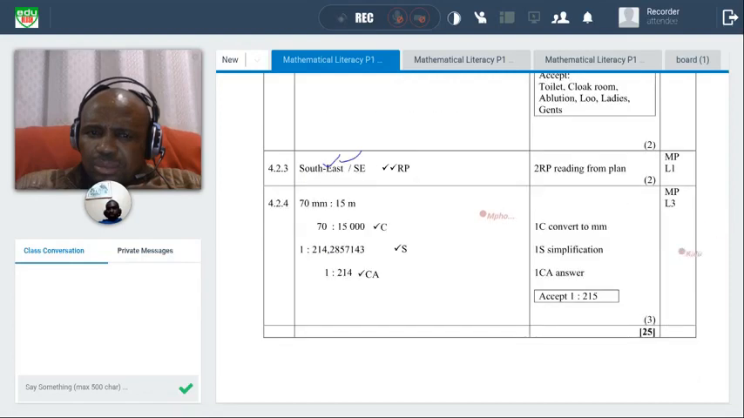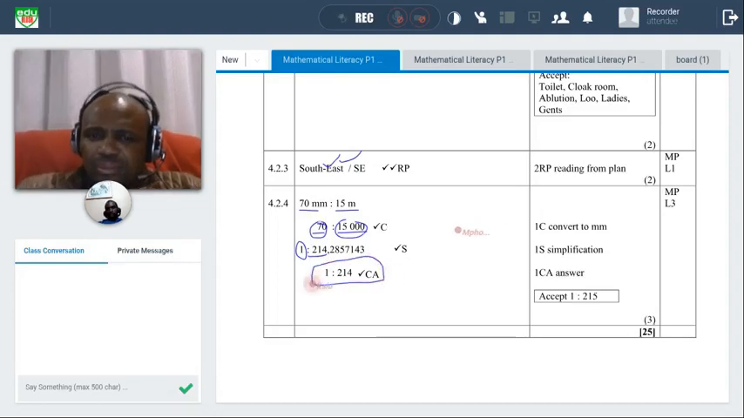So you can see from the memo, 70 millimeters is to 15 meters. We convert meters to millimeters by multiplying by 1000. Then you divide both sides by what? 70. Divide by 70, we'll have 1. Then divide by 70, you have this answer. If you round it to a whole number, it's going to be 1 unit to 214 millimeters. That gives you the scale on the floor plan.